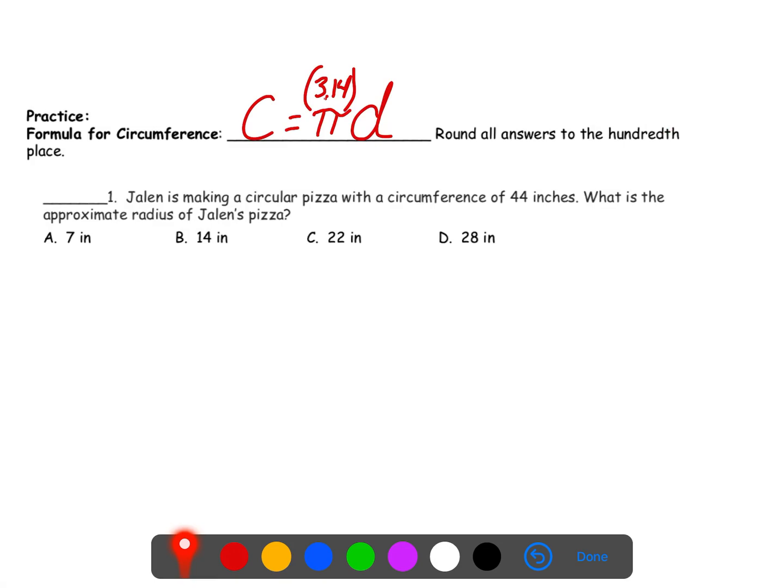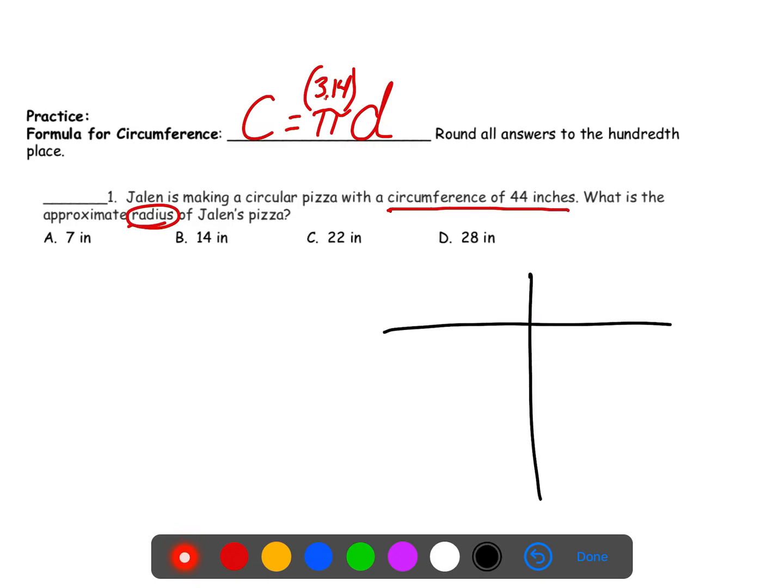So for number 1, Jalen is making a circular pizza with a circumference of 44 inches. What is the approximate radius of Jalen's pizza? So we've got our key information here. We've got circumference of 44, and it wants to know the radius. Now, if we're talking about our proportional relationship, remember, we're comparing diameter and circumference. In no place here do I talk about the radius. So that's going to be an extra step we need to think about here at the end.